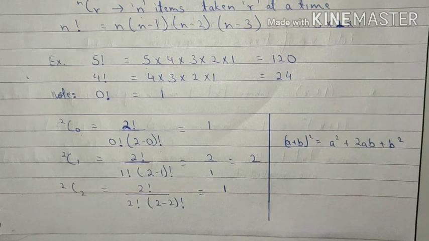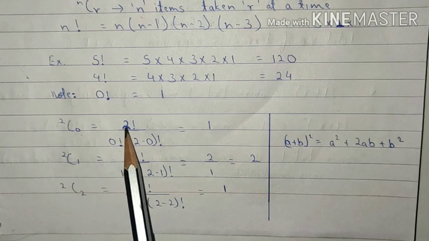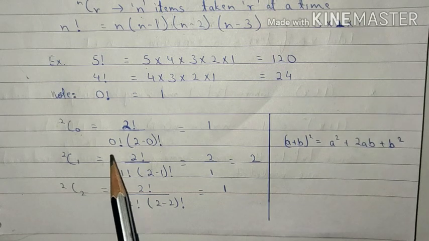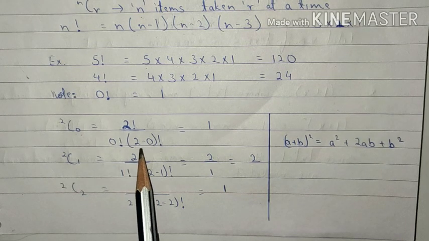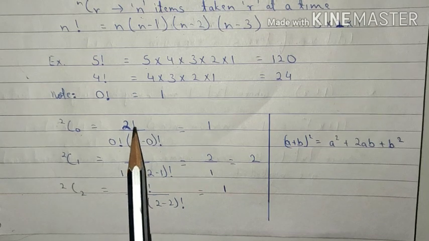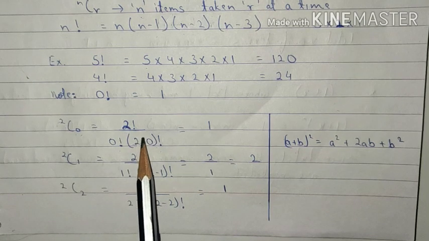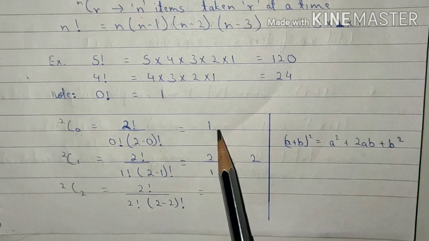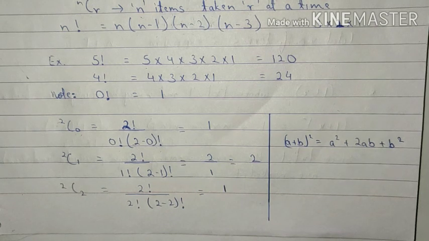Equating it, what do we get? We already know that the value of 2 factorial will be 2 into 1, which is 2. 0 factorial is 1. 2 minus 0 will again give us 2 factorial. Now, since in the numerator and denominator we have 2 factorial, they both will get cancelled and ultimately we are getting the value 1 over here.